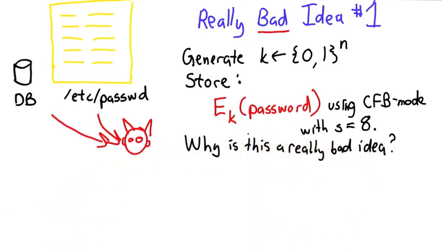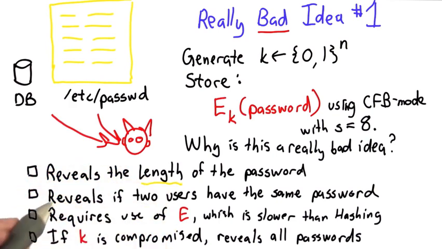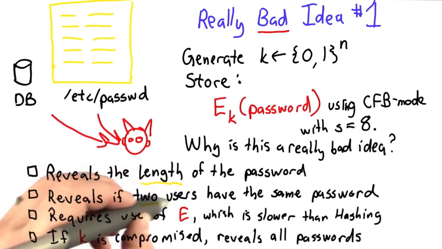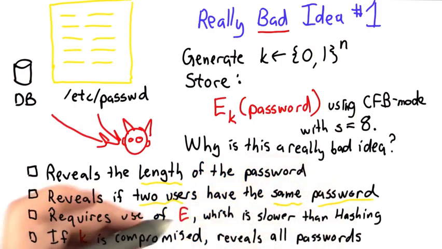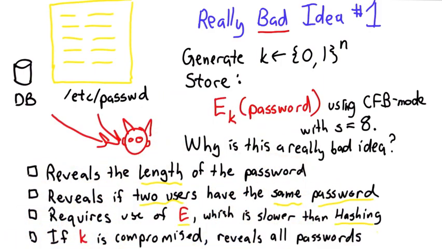The question is, why is this a really bad idea? Here are all the possible choices. Select all the ones that apply. That it reveals the length of the password. That the encrypted text reveals when two users have the same password. That it requires use of an encryption function, which is slower than using a hash function. That if the key is compromised, that reveals all of the passwords.